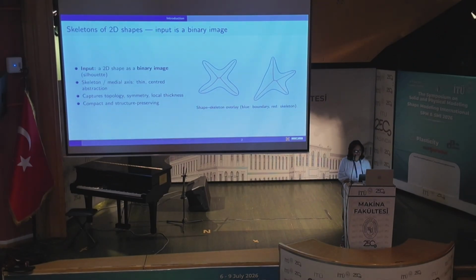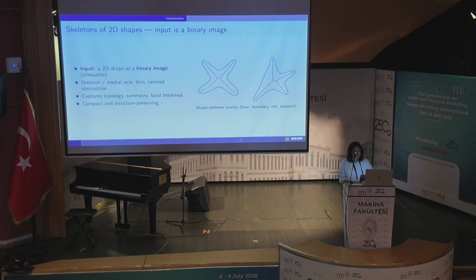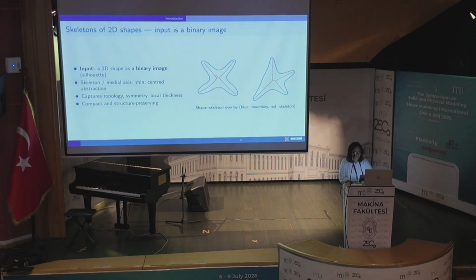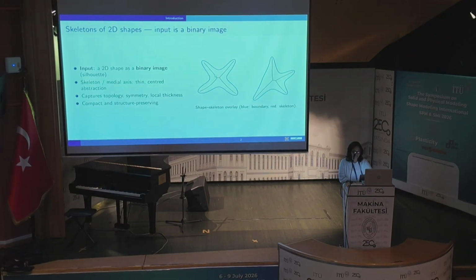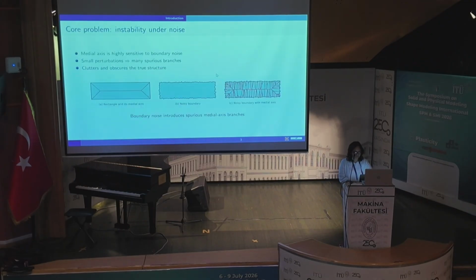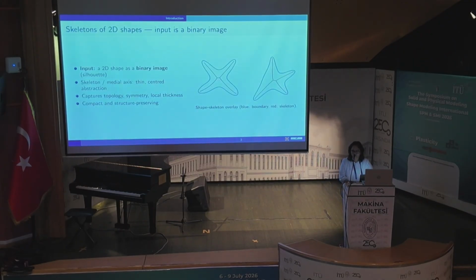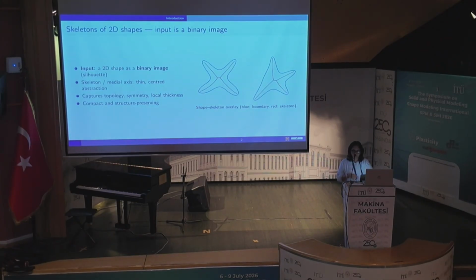Before I start, I will explain what a skeleton is. Here our input is a 2D shape represented as a binary image, where the skeleton or the medial axis is a thin center line abstraction of the shape, which is topologically and homotopically correct. By topological correctness, we mean the resultant skeleton should be connected and capture all the junctions. By homotopy preservation, we mean it should capture all the holes. If the shape has a hole, the resulting skeleton should have a loop around it.